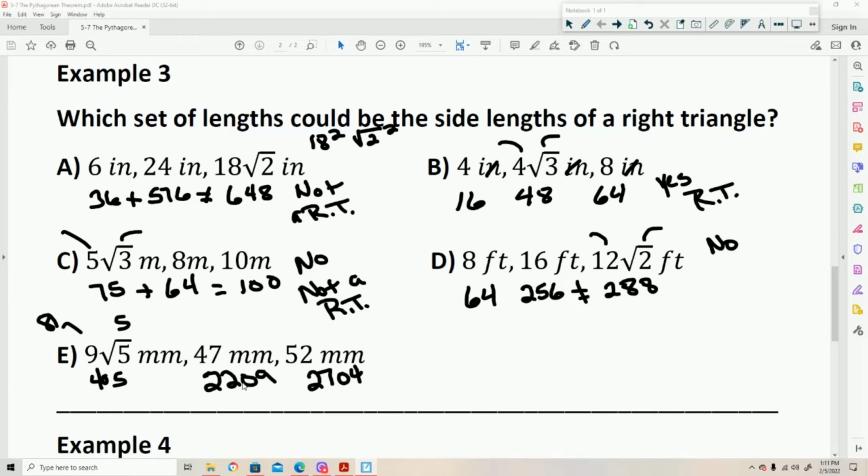Now the question is, does this plus this equal this? If we do that in our calculators, I get 2209 plus 405, I get 2614. What I did the first time is I subtracted these, and I did not get this. So you just add them this way, you get 2614. 2614 does not equal 2,704. So this is not a right triangle. And that is the end of the example 3 set.